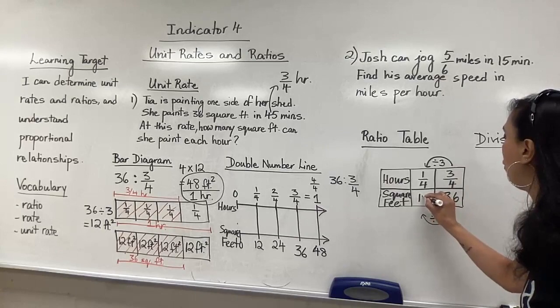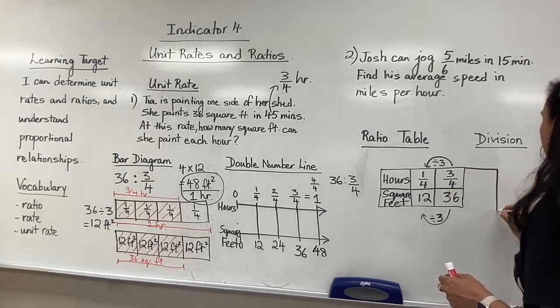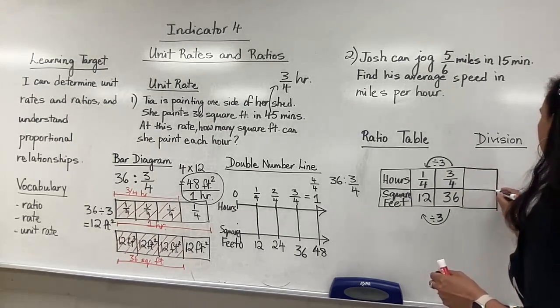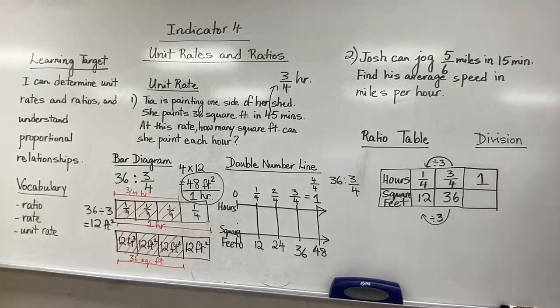So for 1/4 of an hour, I am going to get your 12 square feet. Okay, so I found for 1/4, and then all I have to do is use the ratio table to find out how much is 1 hour going to be. Okay, so I'm going to add on another part of the table, and now I need to find out how much is 1 hour going to be.